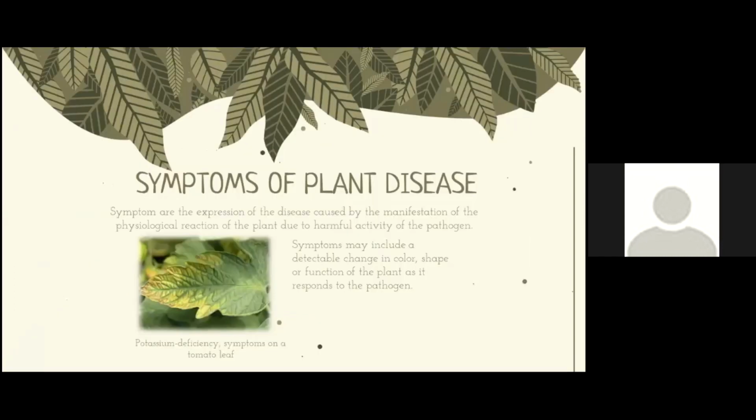Symptoms of plant disease. Symptoms are the expression of the disease caused by the manifestation of the physiological reaction of the plant due to harmful activity of the pathogen. Symptoms may include a detectable change in color, shape, or function of the plant as it responds to the pathogen. Example, potassium deficiency symptoms on a tomato leaf.